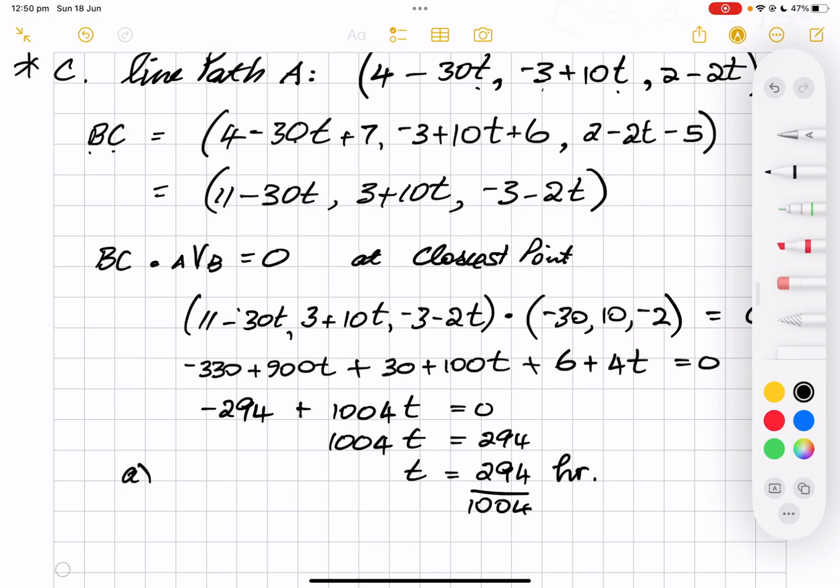So the answer for part A is they're closest at time 294 over 1004. What's that as a decimal? Let's just get that as a decimal. 0.2928. All right, so that's approximately 0.293 hours.